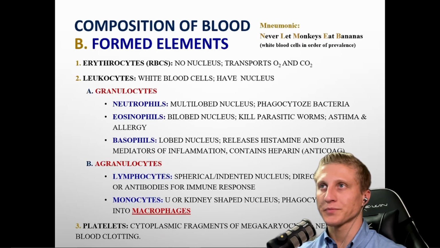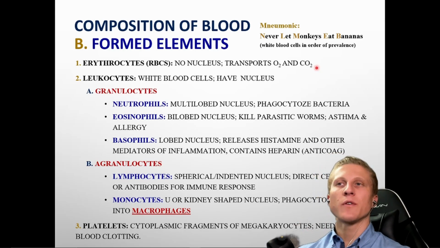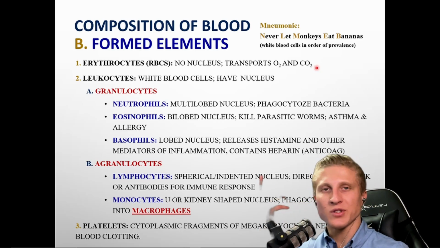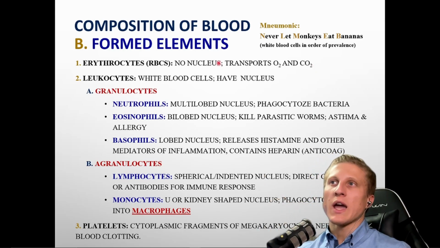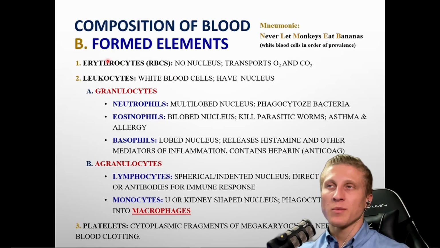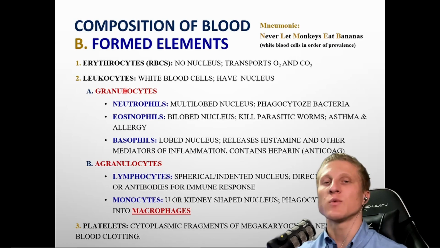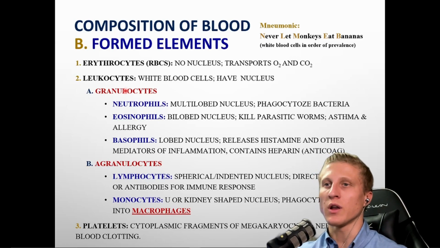Okay. Now, with regards to our formed elements, our formed elements are going to be the cell stuff within our blood. We have the erythrocytes, our red blood cells, which are going to be the vast majority of the formed elements. And then we're going to have our leukocytes, which are our white blood cells. We have 5 white blood cells to note, and we'll talk about each of these in turn, as well as how to distinguish them from one another.